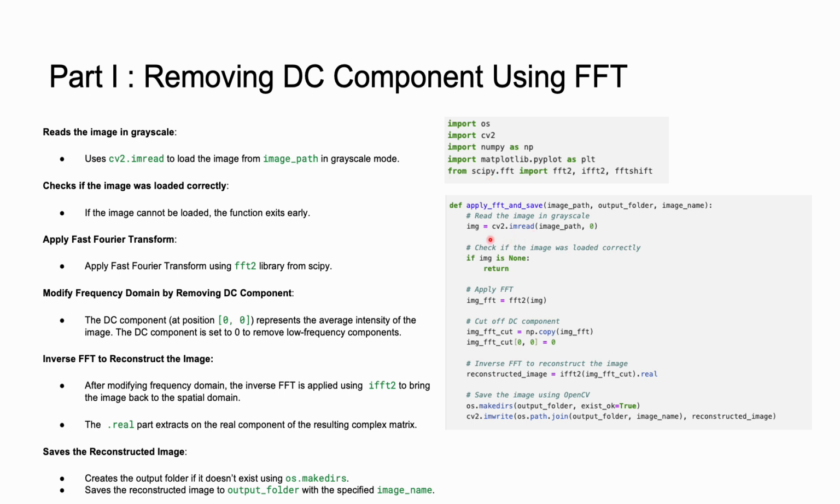Here I'm reading all the images in grayscale, and then a 2D FFT is applied. The frequency domain is modified by removing the DC component and setting it to 0. Then we apply inverse FFT to reconstruct the image and save it to the output folder. This algorithm was applied to all tensile testing images.